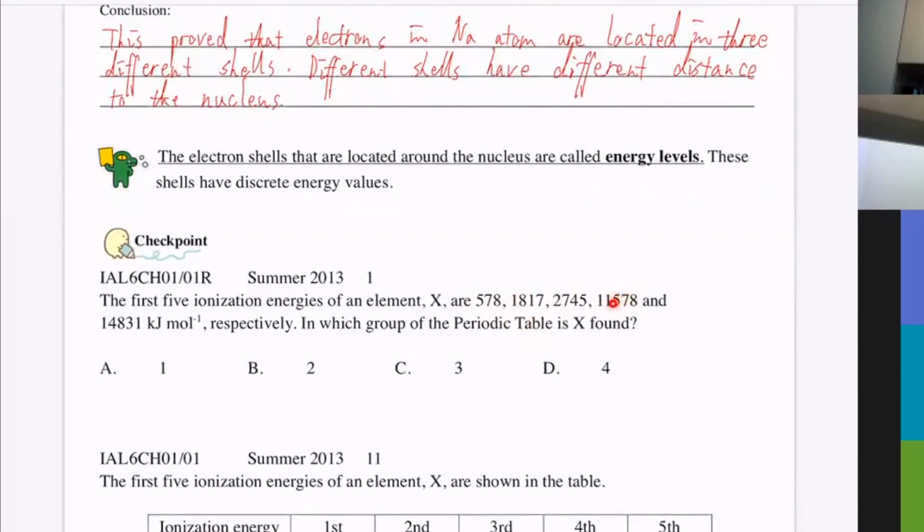But from the 4th one, we're actually moving on to the next electron shell. So they are getting much closer to the nucleus, so it requires a lot of energy to remove that electron. There is a big gap between these 2. You have removed 3 electrons from the outermost electron shell, so there are 3 electrons in the outermost electron shell. So this element should be in group 3. So the correct answer should be C.